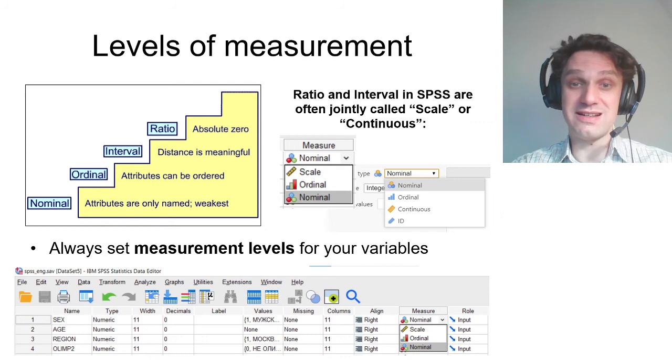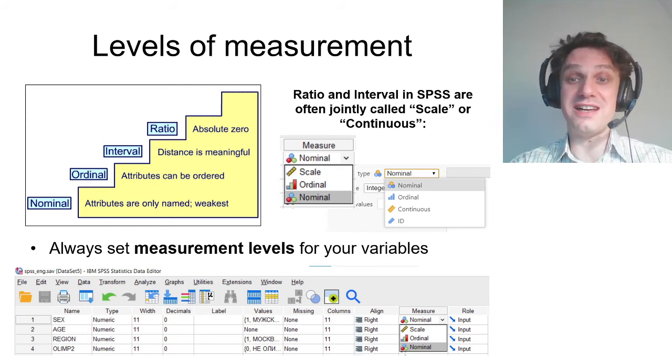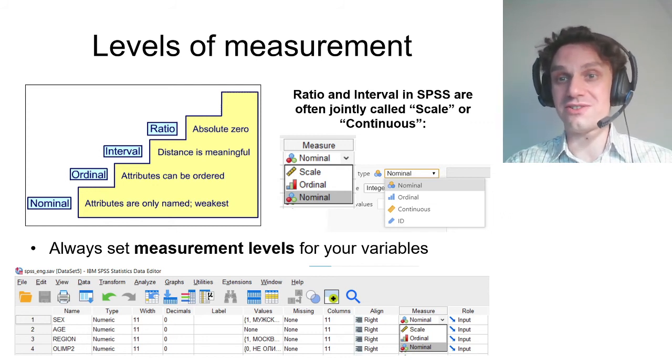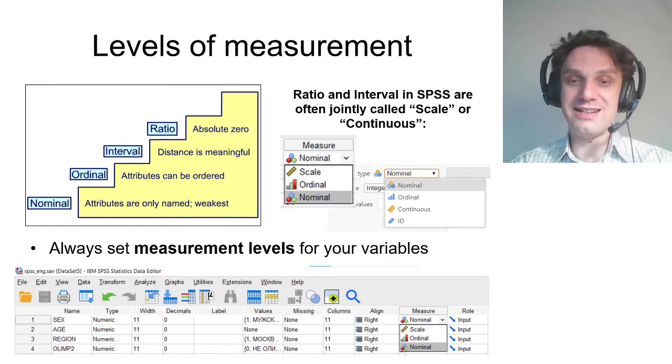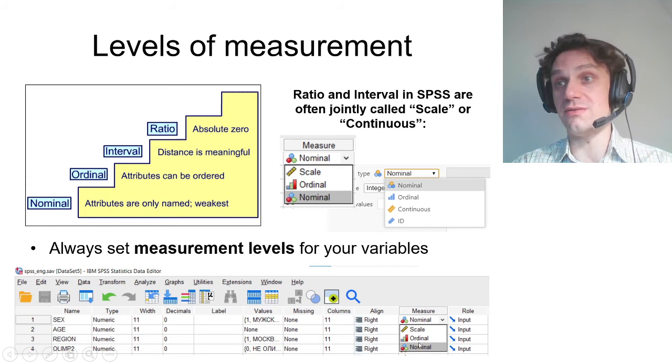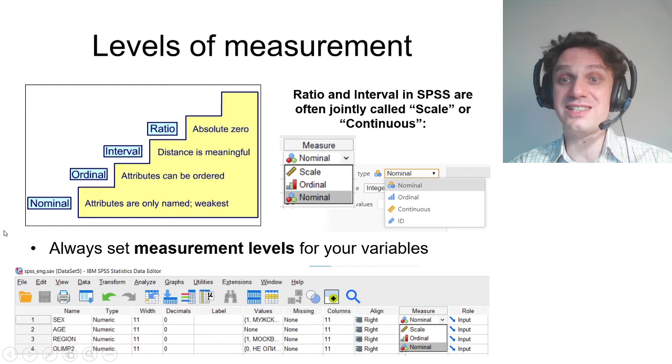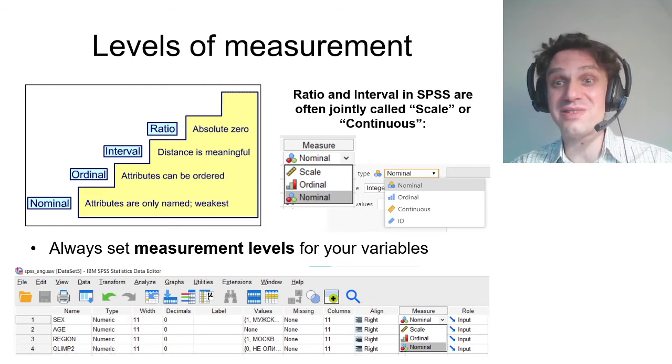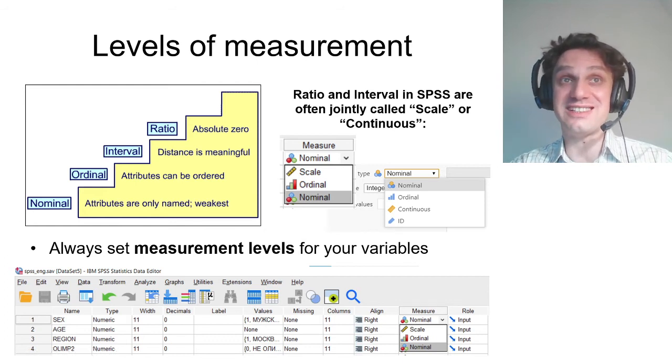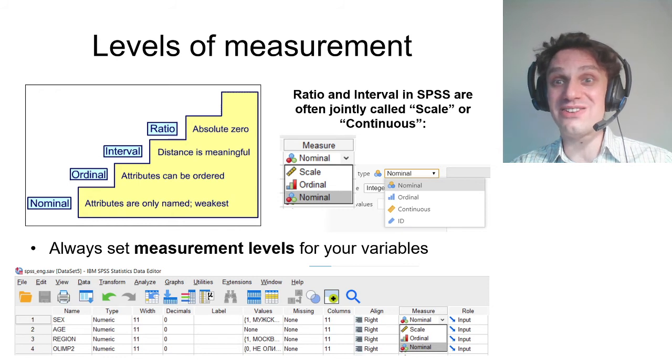In R, nominal is a factor and ordinal is an ordered factor. So in R, we also need to set the type of variable correctly. And in SPSS, we do it just with help of graphic interface like this. So when you enter your data in SPSS, be sure to set correctly your measurement levels, because the choice of statistics that you will have will depend on these levels of measurement.